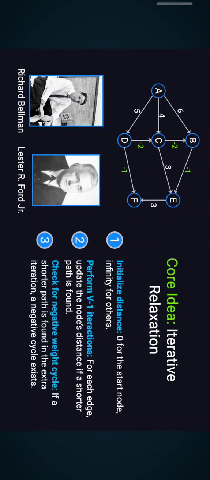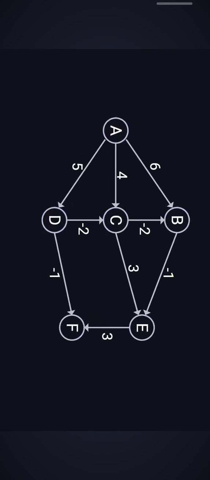To detect such cycles, we run one additional iteration. If any distance can still be updated, it means the graph contains a negative weight cycle, where paths can decrease indefinitely, preventing convergence. Now, let's walk through a visual example to see the Bellman-Ford algorithm in action. Imagine we have a directed graph with 6 vertices, A, B, C, D, E, and F.